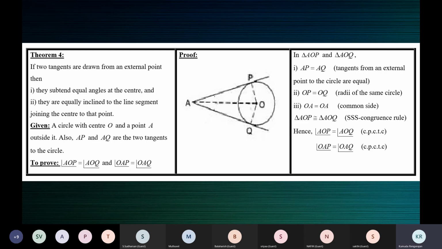You can see the three points. AP is equal to AQ, because we have proved that tangents from an external point of the circle are equal. So AP is equal to AQ. OP is equal to OQ, radii of the same circle. OA is equal to OA, common side. Triangles congruent, CPCTC, you will have those results.